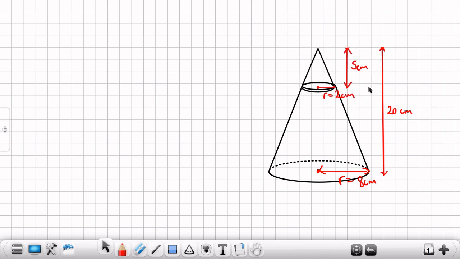So the first thing we want to do then is work out the volume of the large cone. Right. Volume of the large cone, that will be 1/3 times the base area, which is a circle. That's going to be pi r squared. Area of a circle is pi r squared, pi 8 squared, times by the vertical height of the entire cone, the large cone.